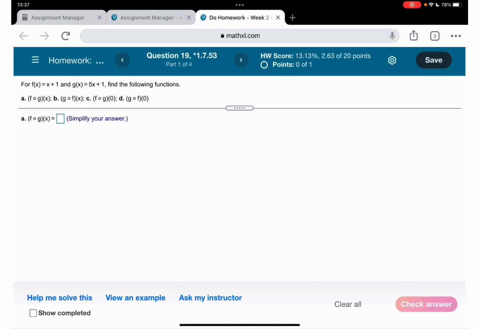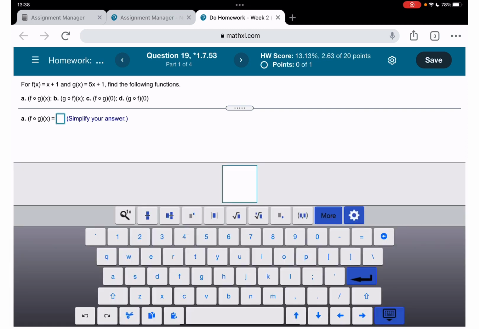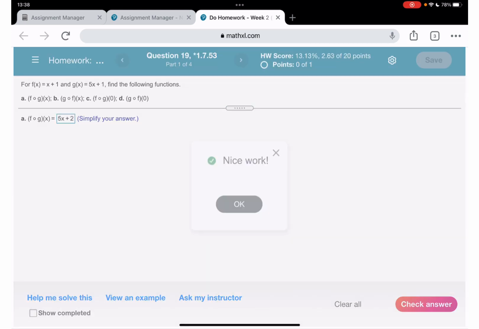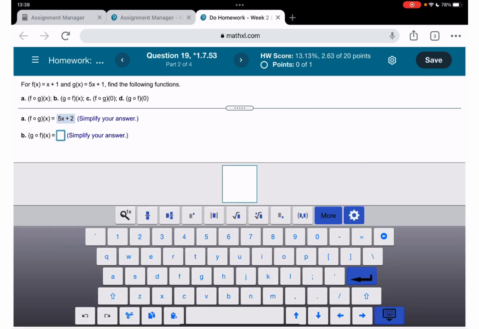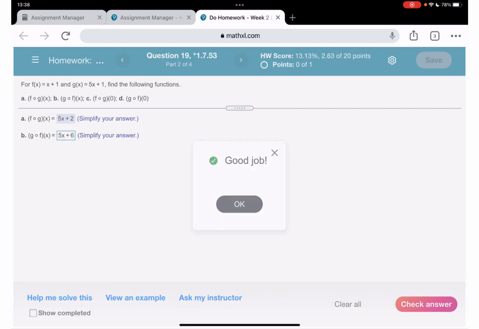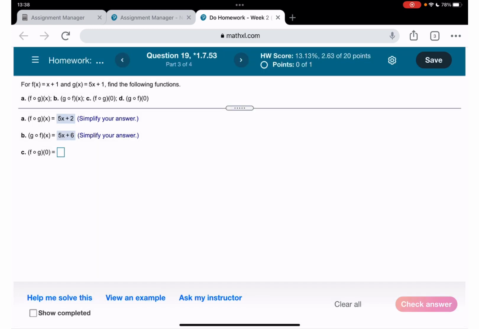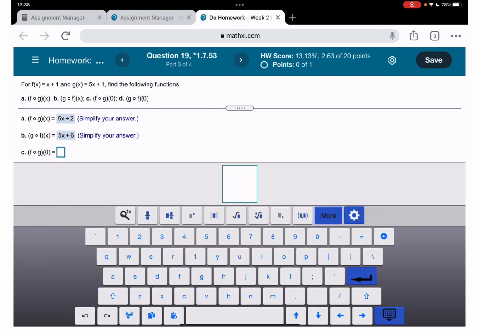We have on the first one, f composition of g, 5x plus 2. B is going to be 5x plus 6. C, it's going to be 7.